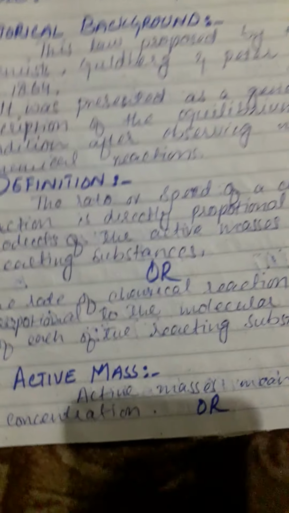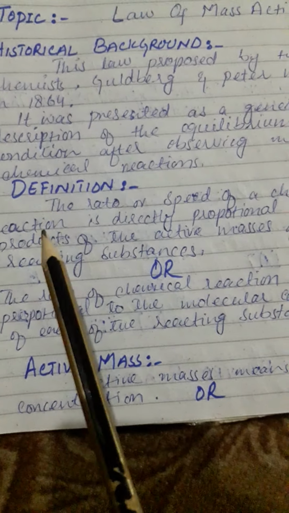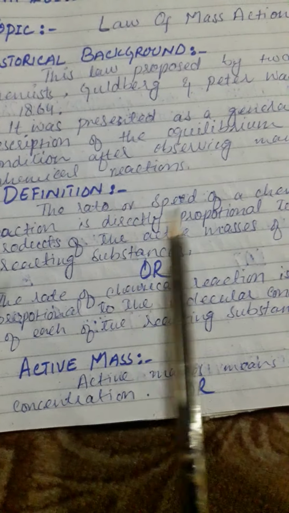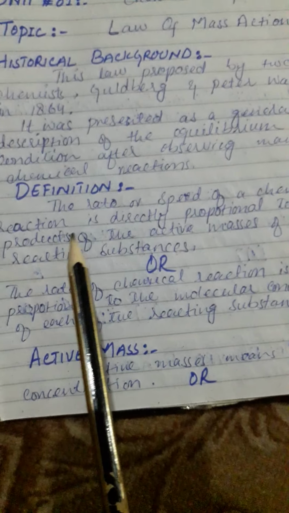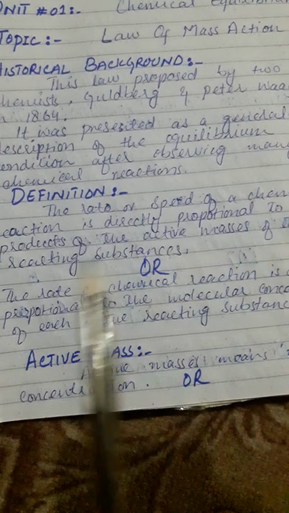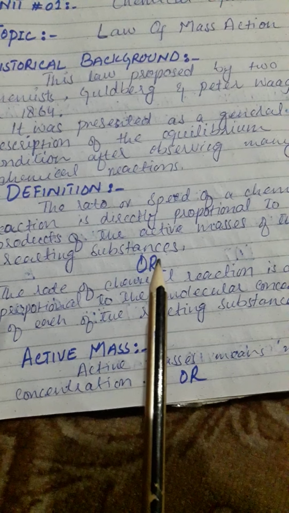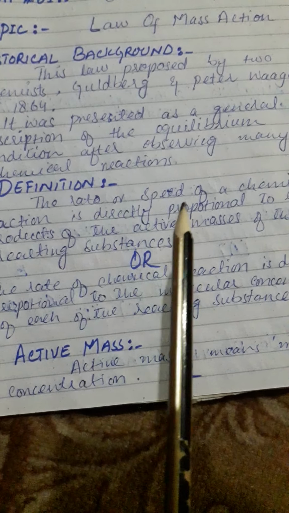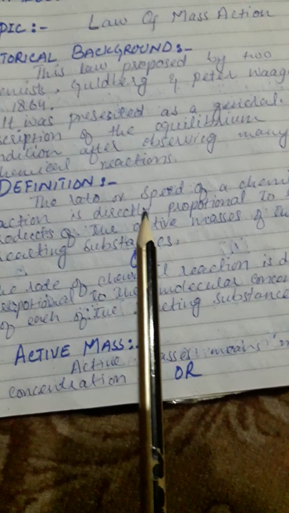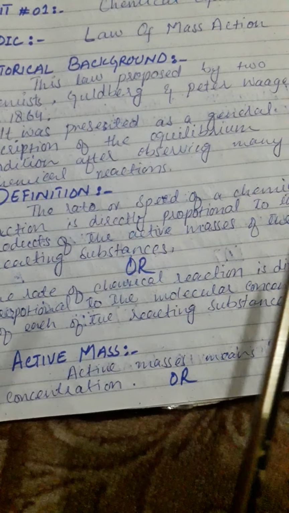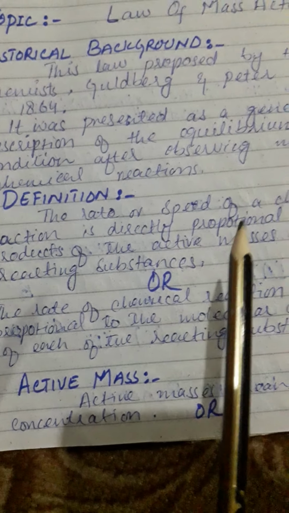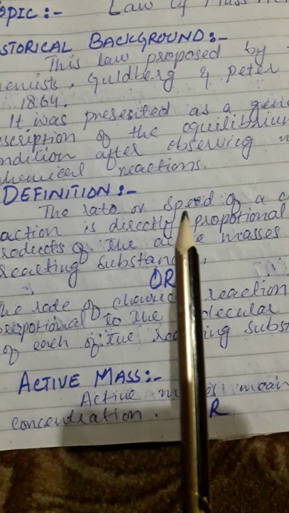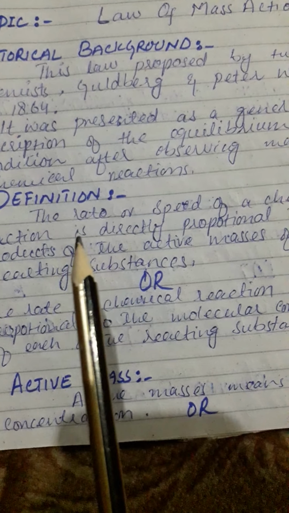Let us look at the statement or the definition of the law. The rate or speed of chemical reaction is directly proportional to the products of the active masses of the reacting substances. In this definition, there are three phenomena. The first one is the rate or speed of chemical reaction. What does it mean? Speed of chemical reaction means the pace at which any chemical reaction is proceeding.